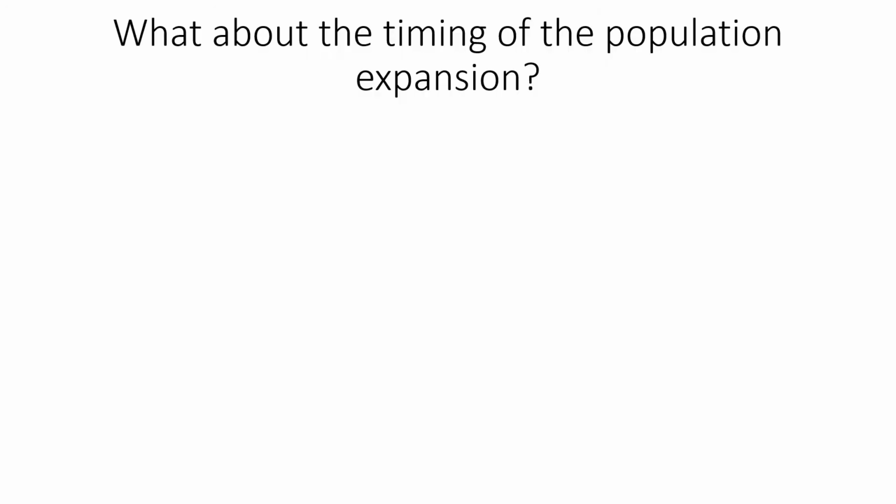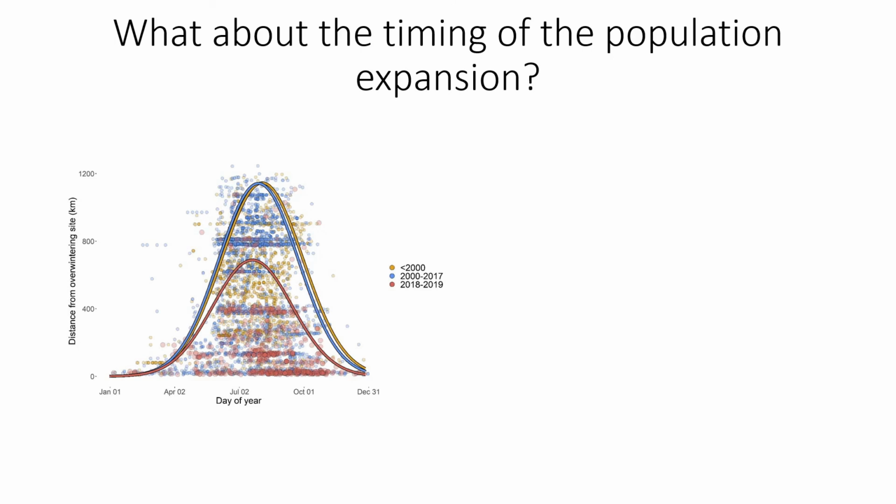With our fitted curves, we can also ask other questions. One that fascinates me is, when is the range expansion stopping and the monarch butterflies start returning to the overwintering sites? That is, what is the day of that peak distance? It's a little hard to see on these curves, but it looks like they might be shifting so that the peaks are a little bit earlier in the year in the later curves.